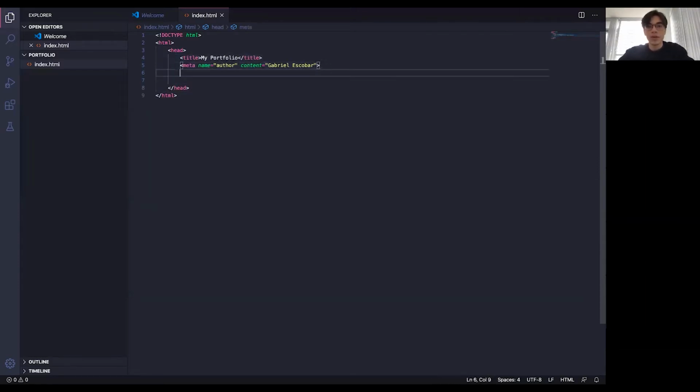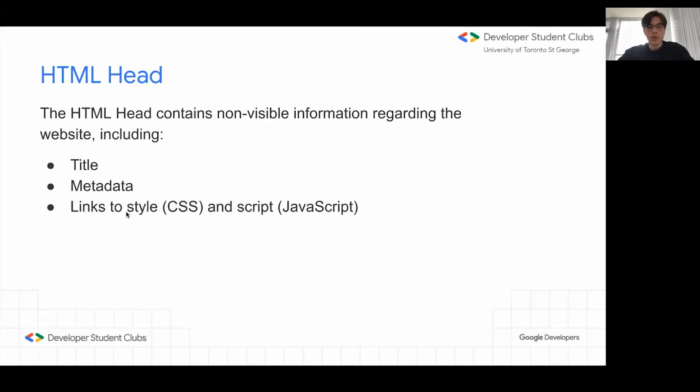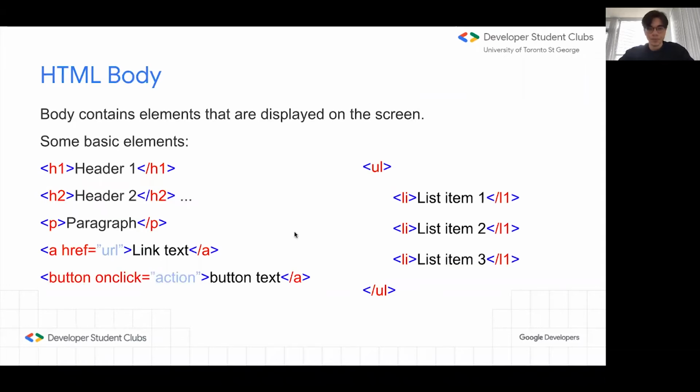So we have the title, some metadata, and then we'll leave it like that for now. So this is just, again, some information about the website. We'll do the link to the style and script later because we don't have these files yet. So we'll be able to connect them in a second.